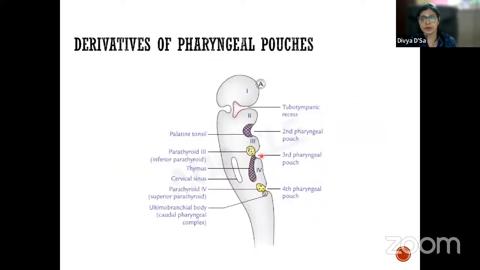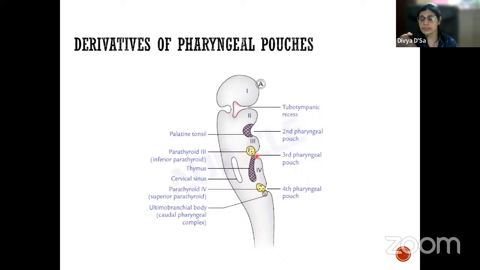And as we come to the third pouch here, two structures are derived. From the ventral part, we have the thymus, and from the dorsal part, we have the parathyroid 3, or otherwise called inferior parathyroid. It is called 3 because it is derived from the third endodermal pouch. Inferior it is called because later on it occupies the inferior position. So why does it occupy the inferior position? The thymus is formed up here, but it has to reach behind the sternum.